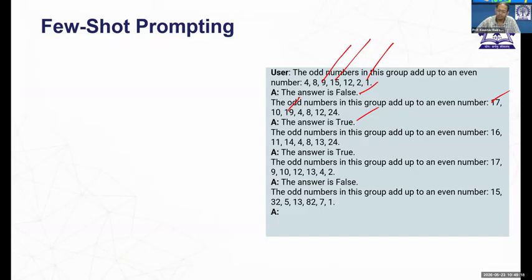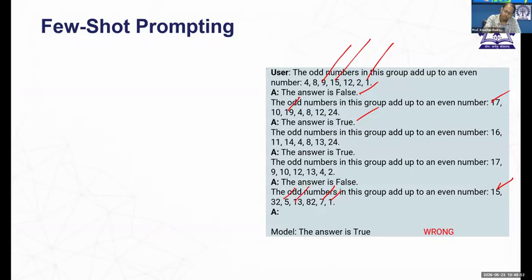And then finally, you are asking the question that now the number sequence is 15, 32, 5, 13, 82, 7, 1. What would be the correct output? 15, 5, 20, 13, 33, and 1, 34, 7, 41. So if I take 41, it is basically an odd number, not an even number. So what should I expect from the LLM? The answer is false. Let's see what the LLM says. LLM says that, okay, the answer is true. So it is not correct, it is wrong.